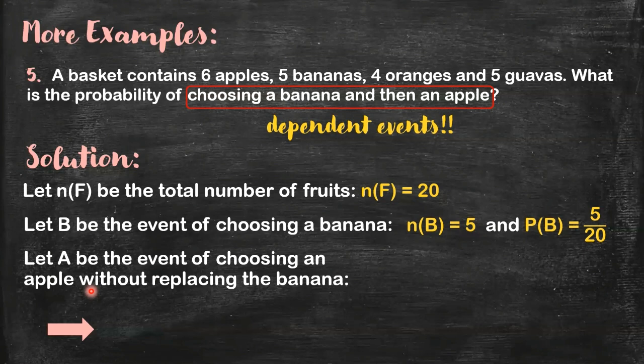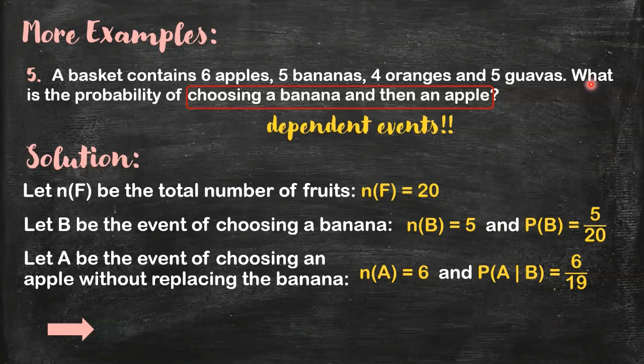Okay? What is the probability of getting A given that B has occurred? Ibig sabihin, na-pick na yung banana and it is not replaced. So, that's 6 over 19 because we have 19 fruits left inside the basket. So we have this. Okay, n of A is equal to 6 because we have 6 apples and the probability of A given that B has occurred is equal to 6 over 19.